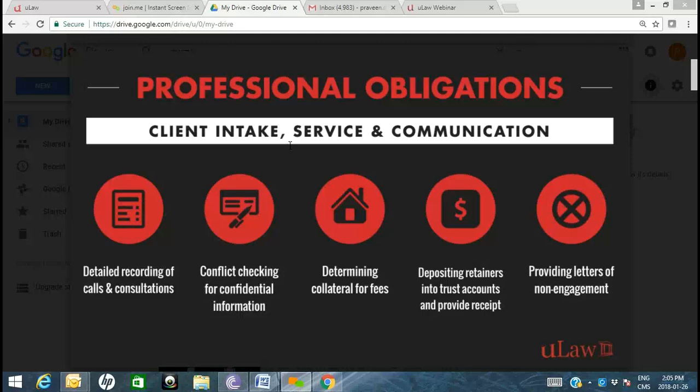And as we spoke about ghost clients and otherwise, we talk about conflict checking for confidential information as a very logical next step that is expected of you as you run your practice.